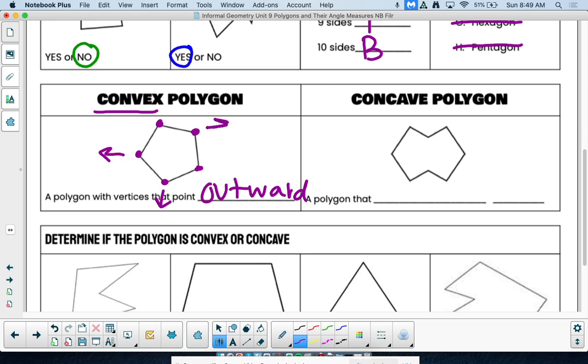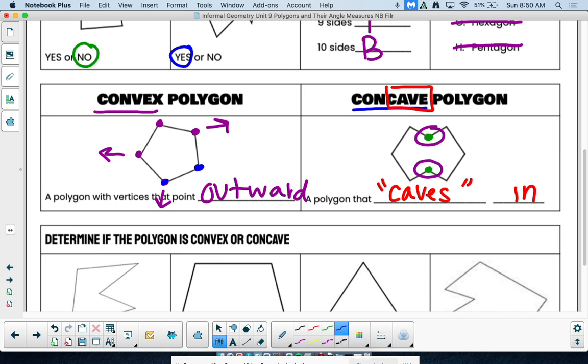They're pointing outward. Whereas a concave polygon, it caves in on itself. You see the word cave is in there? So we say that it caves in. And what do I mean by that? Well, do you see how this point right here and this point right here, they're inside our shape, right? You see like they're inside, whereas all of these points on our convex polygon don't point inward.